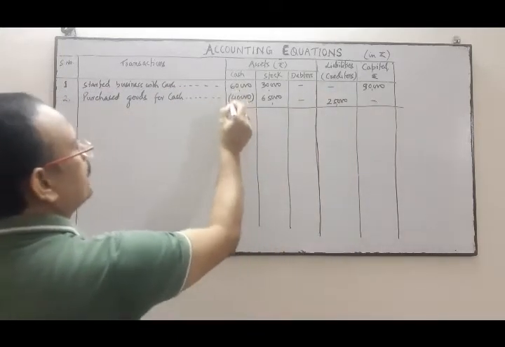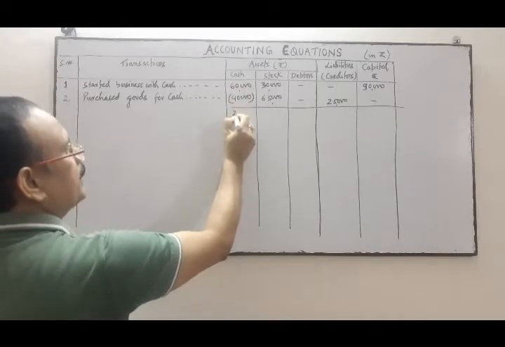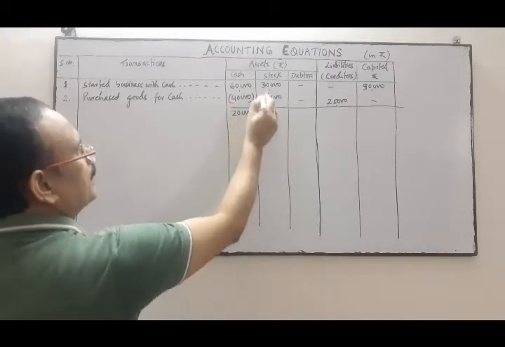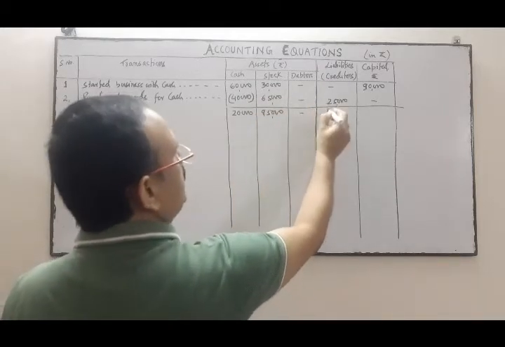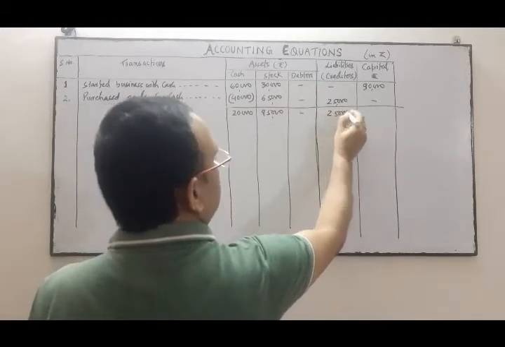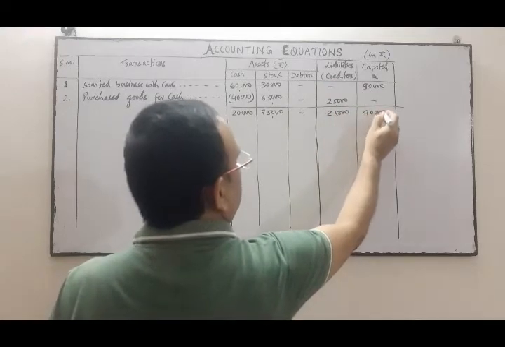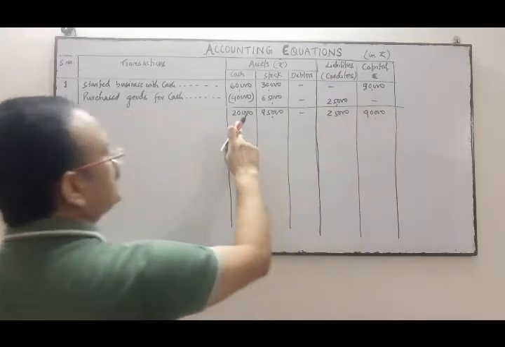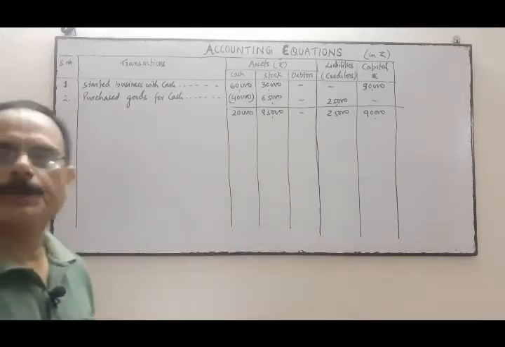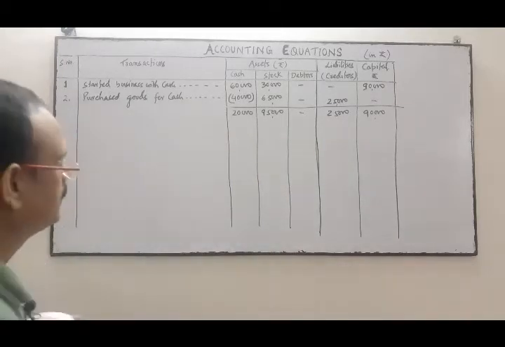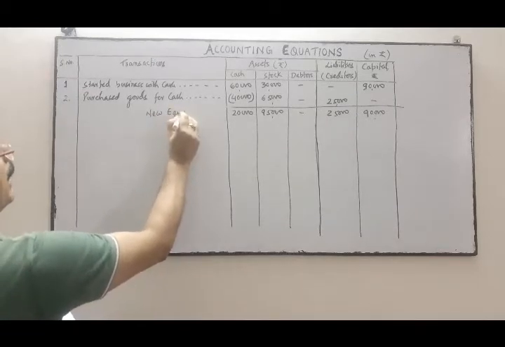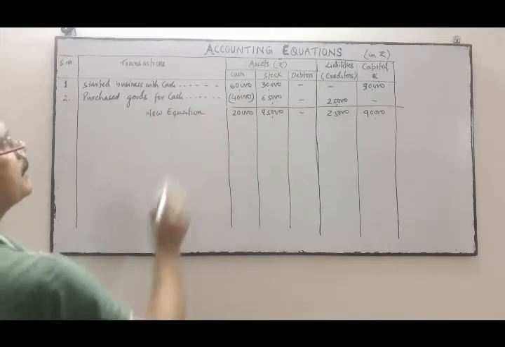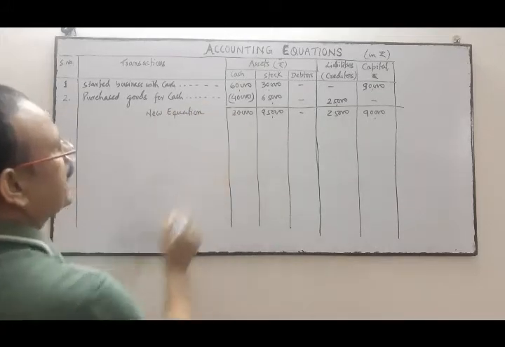Now here 60 minus 40, it is 20. It is 95, add, no value is here 25, here 90. So this side total is 1,15,000 and this side total is also 1,15,000. So the equation is balanced. This is your new equation after the second transaction.